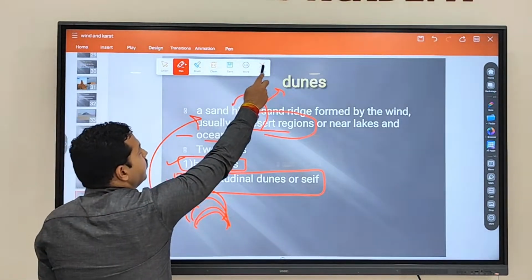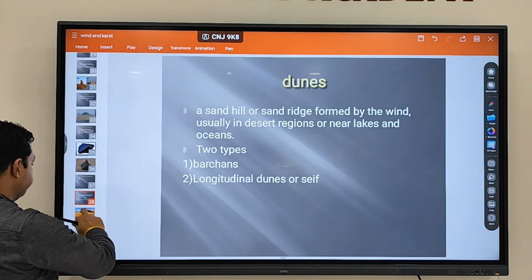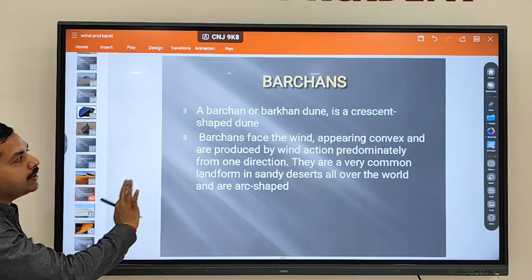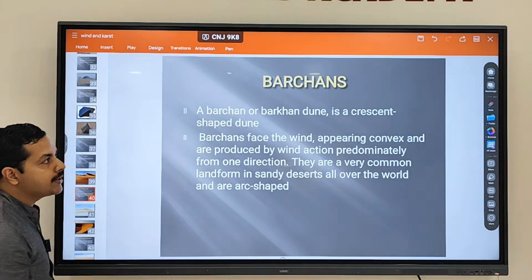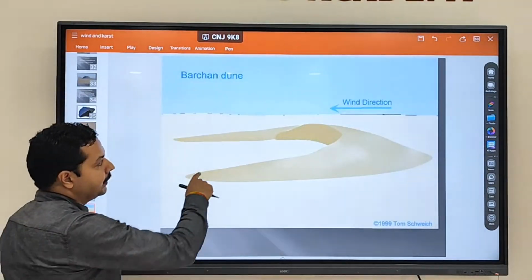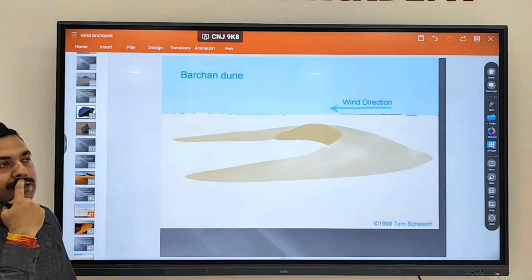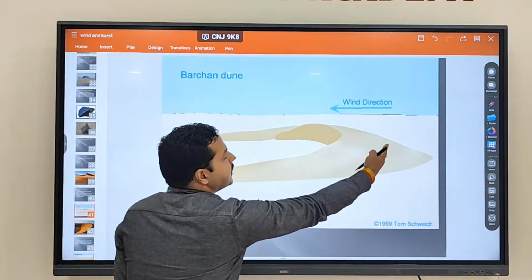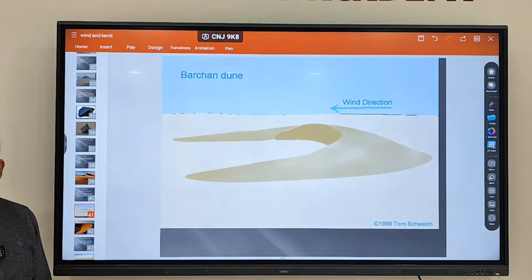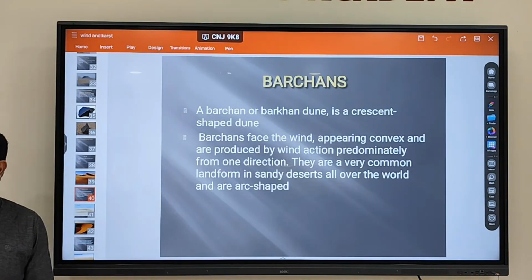So the first is what? First is nothing but barkans. What is a barkan? Now this is a barkan. Barkan is a crescent shape. How is it a crescent shape? Like this shape. This is a crescent shape. When deposition of sands happens like this, then it is going to be called as a barkan. So barkan is a crescent shaped dune.